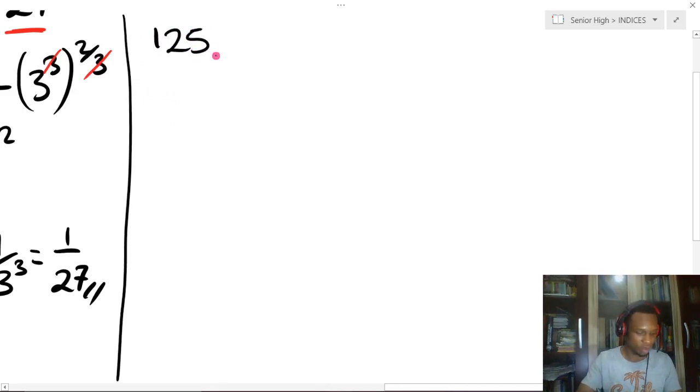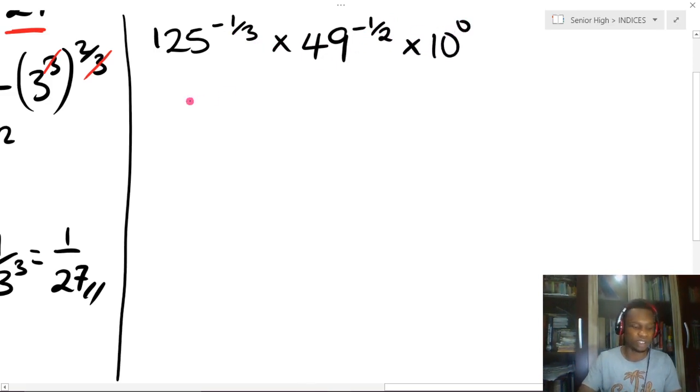125 raised to the power of minus 1 over 3, times 49 raised to the power of minus 1 over 2, and then times 10 raised to the power of 0. Now this should be very easy, I believe so. So solving this one, what happens here?